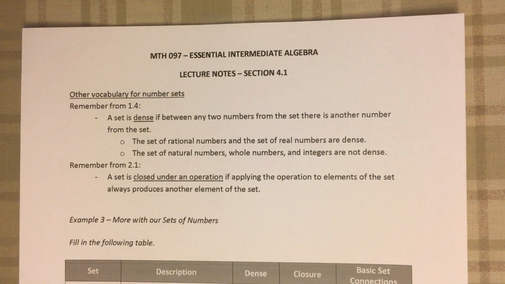In section 2.1, we talked about the idea of closure. The idea of closure meant that if we applied the operation to an element in the set, we always get another element of the set. So we're going to go through and review our different sets of numbers, review our descriptions, talk about whether or not they are dense, whether or not they are closed under different operations, and how we can connect these sets together.